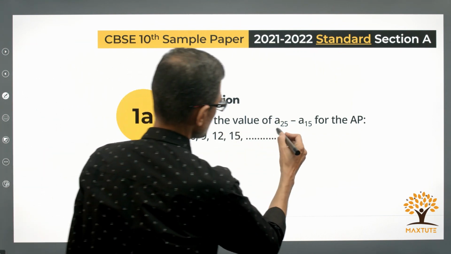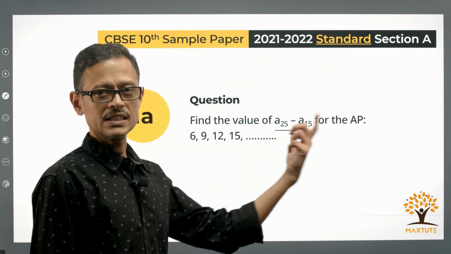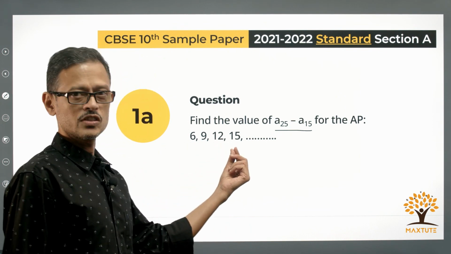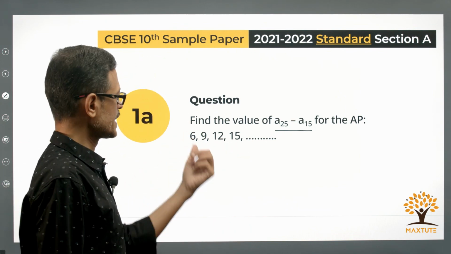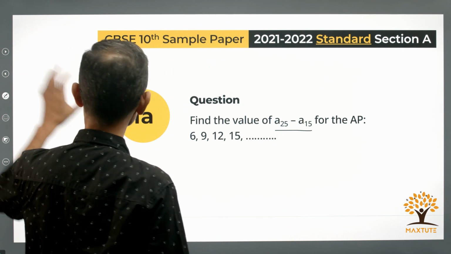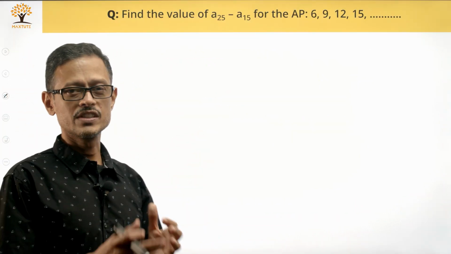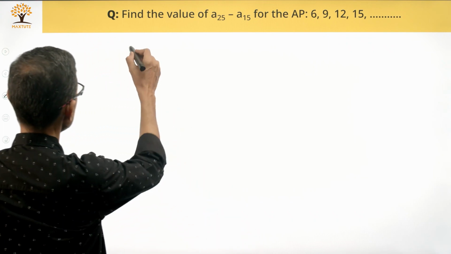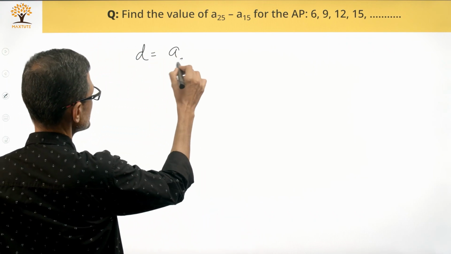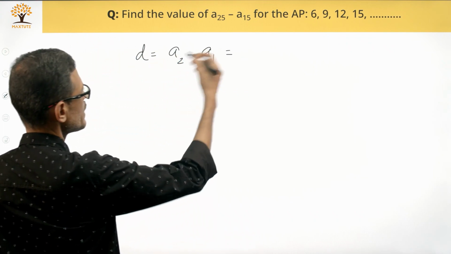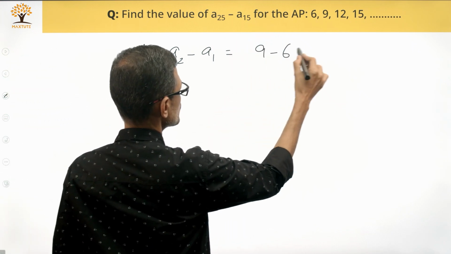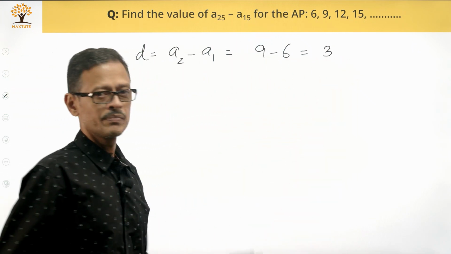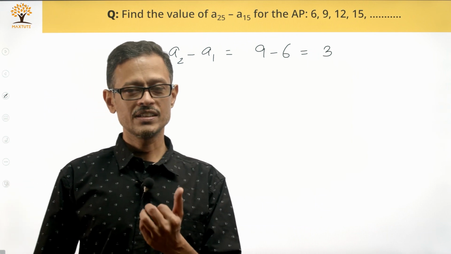Find the value of A25 minus A15 for the arithmetic progression. The first 4 terms of the progression are given to us: 6, 9, 12, 15. Step 1, let's compute the common difference of this arithmetic progression. We know the first few terms, so we can find out the common difference. Common difference is equal to the difference between any two consecutive terms. A2 minus A1 in this case will suffice. So 9 minus 6 is equal to 3. So the common difference of this arithmetic progression is 3.